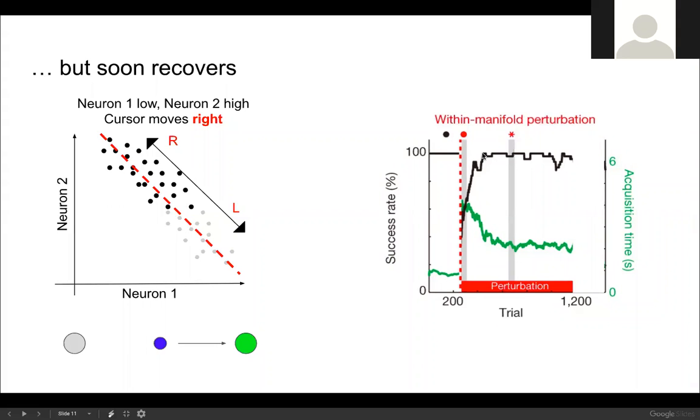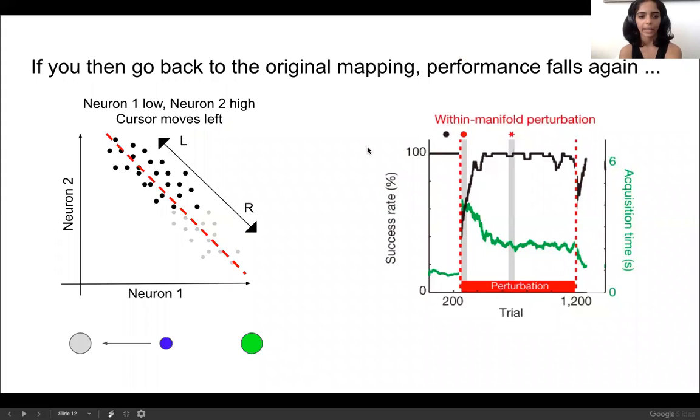Okay, thanks. But of course, the interesting question is that you can change the task in other ways, right? You can do something completely new, and how much time does that take to learn? That's exactly where they're trying to go. And then the cool thing is that when you flip it back, so now you go back to the original thing, suddenly when the neural activity is here, again, the cursor is moving left. You've gone back to the original mapping.